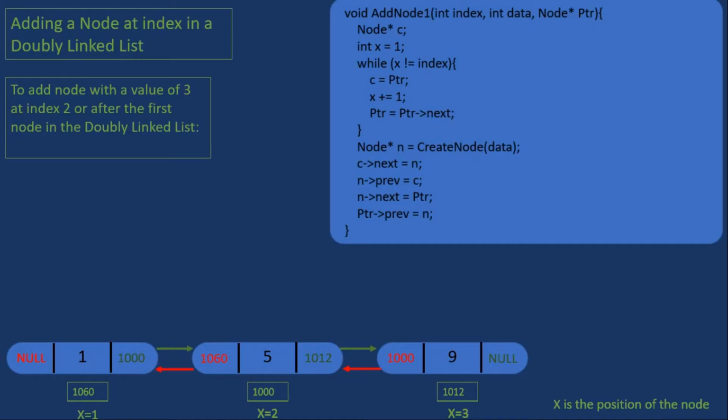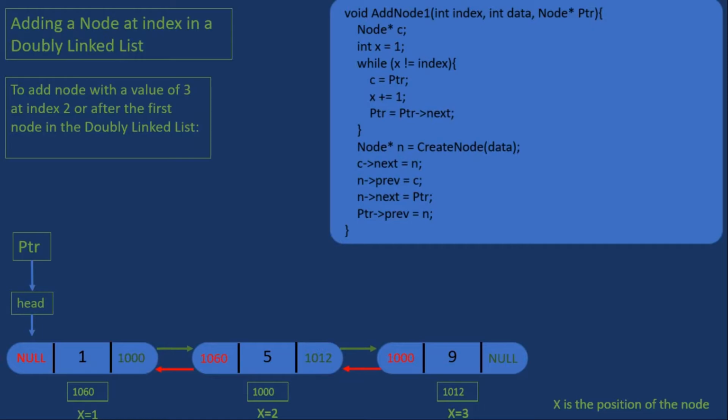Now since we passed in the head node pointer as argument and set it equal to ptr, therefore ptr is also pointing at the first node. For us to find the position to add the node, we create a while loop which will check if we have reached the position we want, and if not, keep running until we find that position.